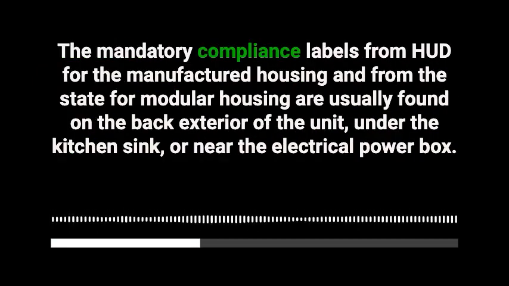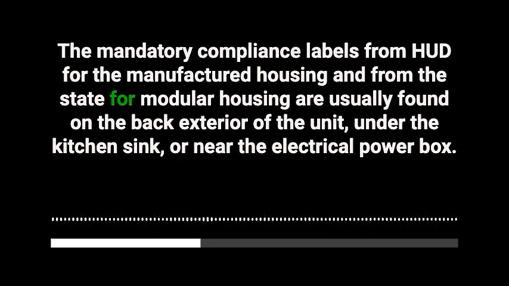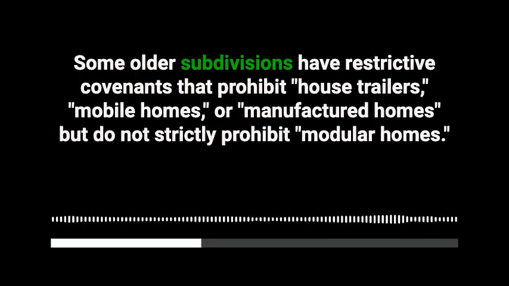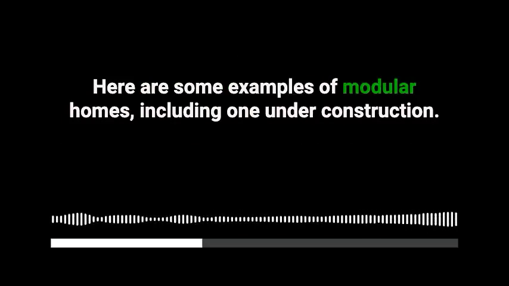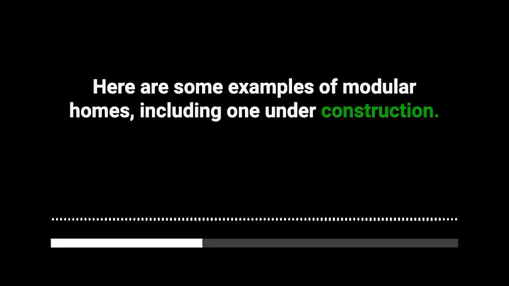The mandatory compliance labels from HUD for the manufactured housing and from the state for modular housing are usually found on the back exterior of the unit, under the kitchen sink, or near the electrical power box. Some older subdivisions have restrictive covenants that prohibit house trailers, mobile homes, or manufactured homes but do not strictly prohibit modular homes. Here are some examples of modular homes, including one under construction.